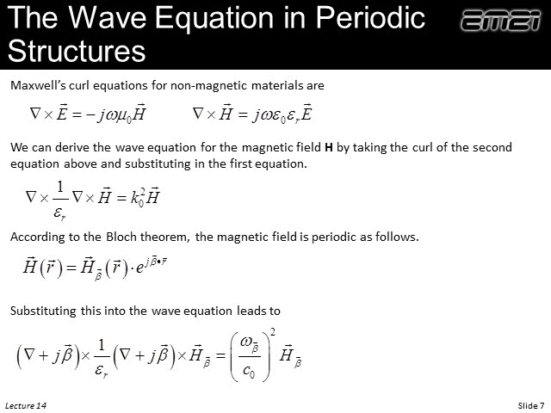Next, we start with Maxwell's curl equations. We substitute one into the other. In this case, we take the second equation, solve for the electric field, and then substitute that expression in to eliminate the electric field and have one equation just in terms of the magnetic field. So that is the wave equation in terms of the magnetic field. We can write the Bloch theorem in terms of the magnetic field. Now we substitute this expression in for the magnetic field and turn our mathematical crank, and we end up here.